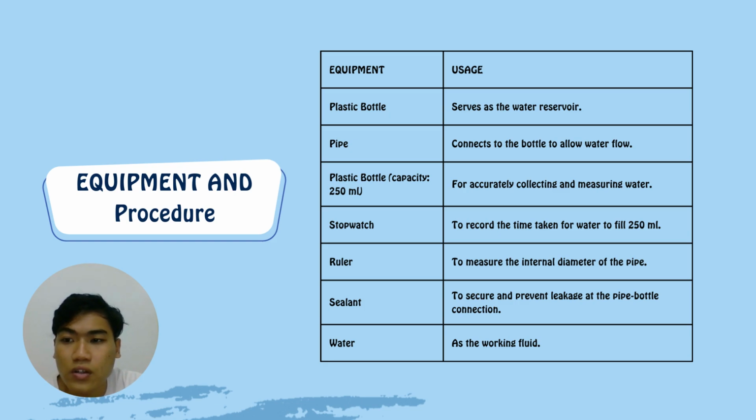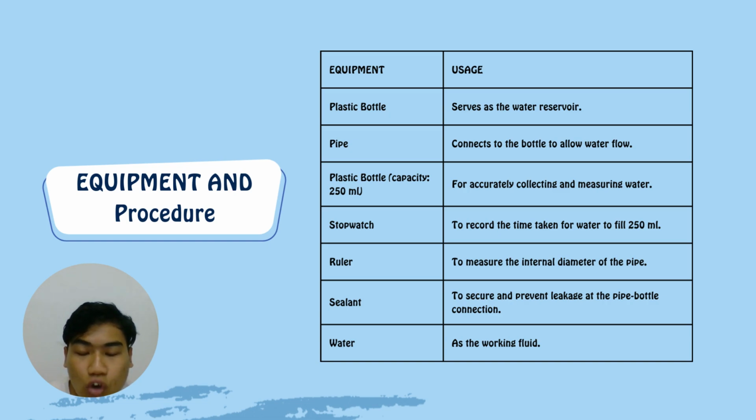So now I will continue with the equipment and procedure parts. We have seven pieces of equipment in total that we will use in our experiment. The first one is the plastic bottle, which serves as the water reservoir. Second is the pipes, connected to the bottle to allow the water to flow. Third is the plastic bottle with a capacity of 250 milliliters for accurately collecting and measuring the water.